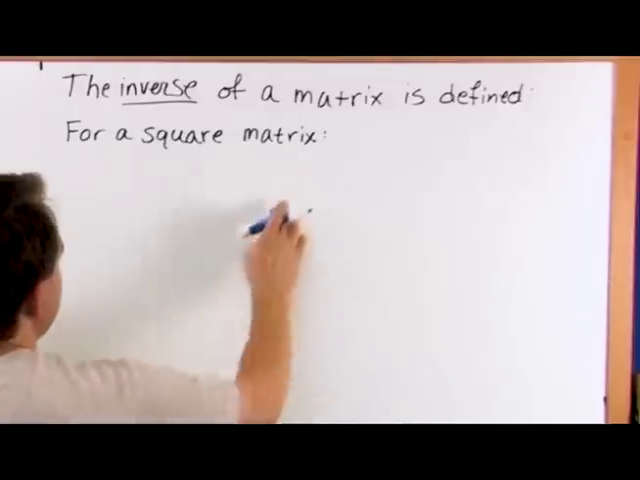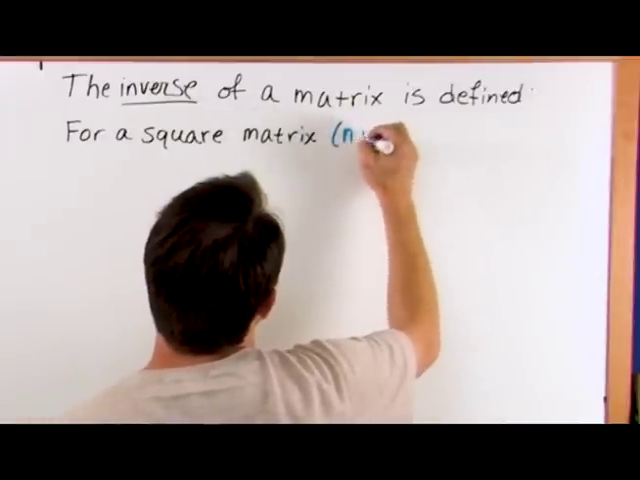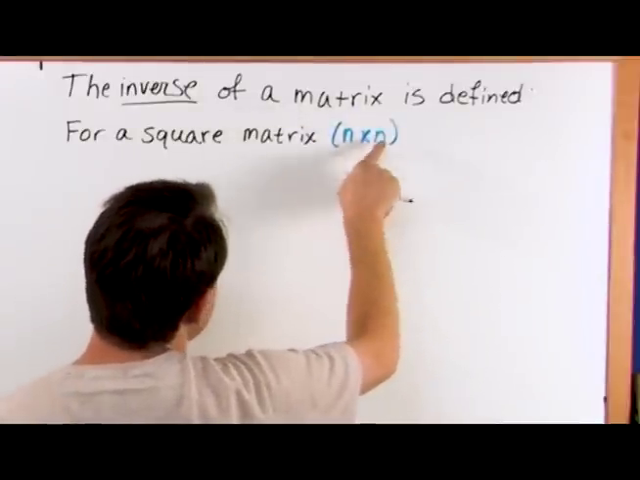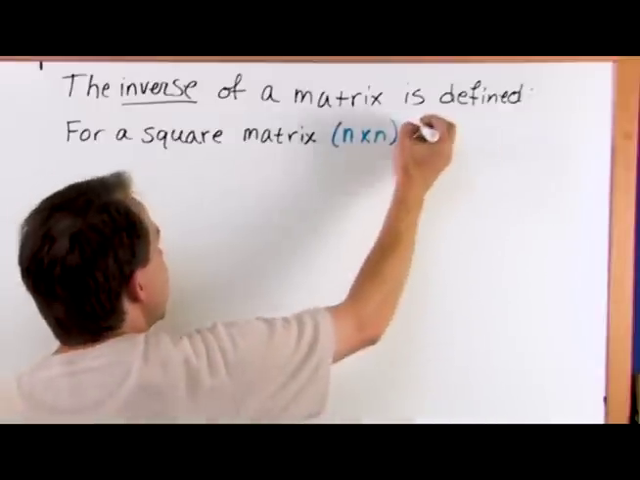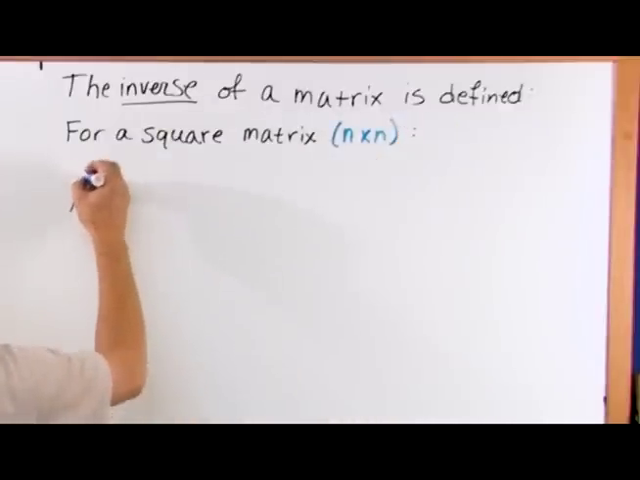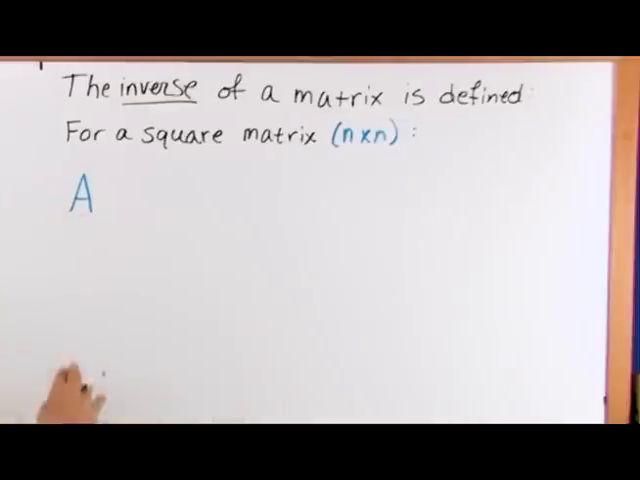And for a square matrix, I'm going to put in parentheses n by n. That just means n rows and n columns, same number. So you have a square matrix, okay? Then basically what you have is a matrix. We're going to represent it by the letter A. I'm not going to draw the entire matrix out on the board, but you could just say that this letter represents an actual matrix that you would draw here.